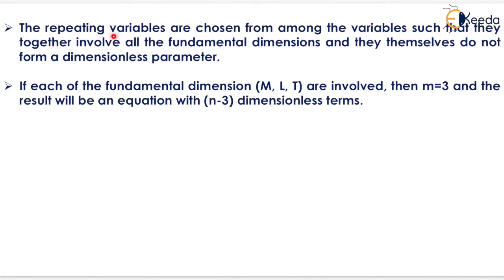The repeating variables are chosen from among the variables such that they together involve all the fundamental dimensions and they themselves do not form a dimensionless parameter. If each of the fundamental dimensions, that is M, L, T, are involved, then m equals 3 and the result will be an equation with n minus 3 dimensionless terms.